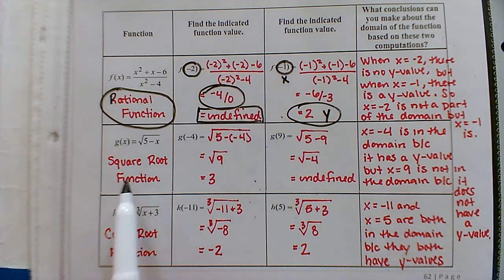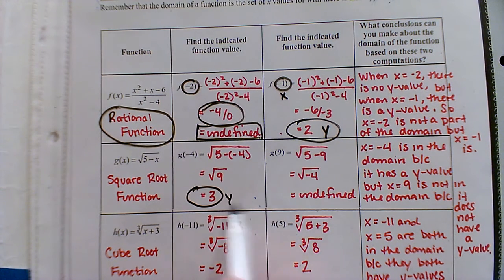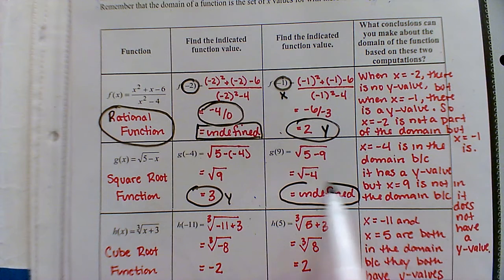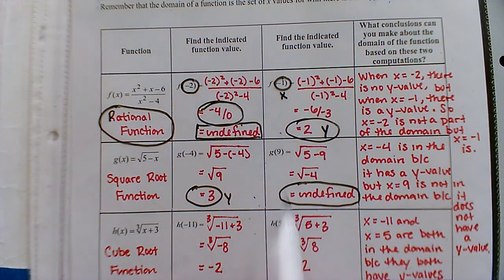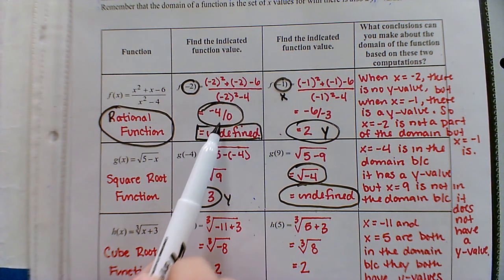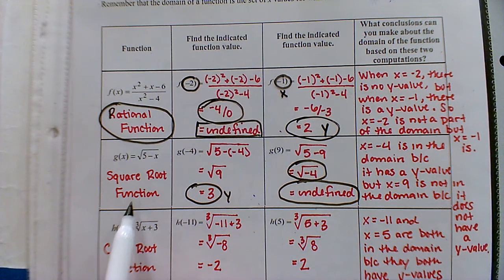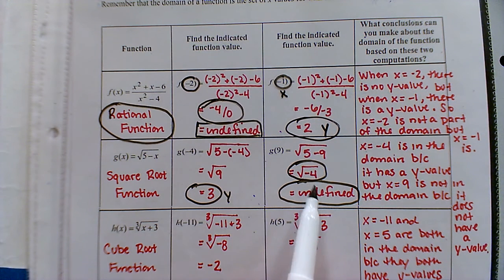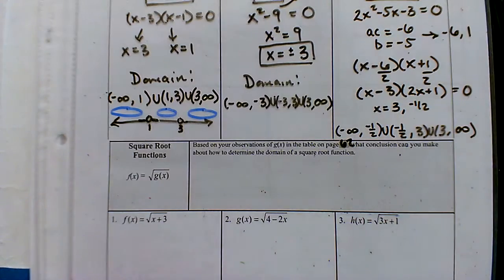So from Friday, when we looked at the square root function, we said that negative 4 was a part of the domain because we got a y value, but 9 was not, because again it was undefined. So why were we able to use that undefined word in this case? You had to use an imaginary number. Okay, so we used undefined previously because we know we can't divide by 0. That's just rational functions. But now that we're dealing with square roots, we know we can't take the square root of a negative number. So again, we're going to have to figure out those exceptions.